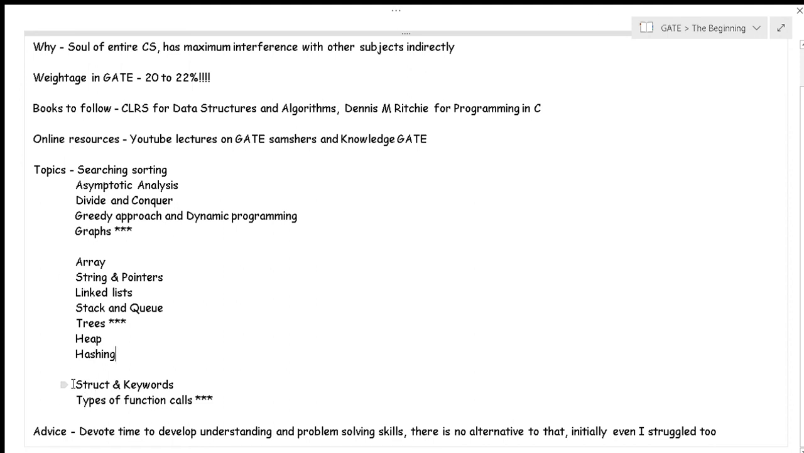Then in programming you will mostly have structure and keyword related facts and knowledge that you must possess, and the types of function calls. Now the types of function calls is a highly important topic in programming, because every year you will see at least one question from that topic, right? So see, this is call by name with static scoping, dynamic scoping, call by need. These are some of the things. These things are very easy to understand. Believe me, these are very easy to understand.